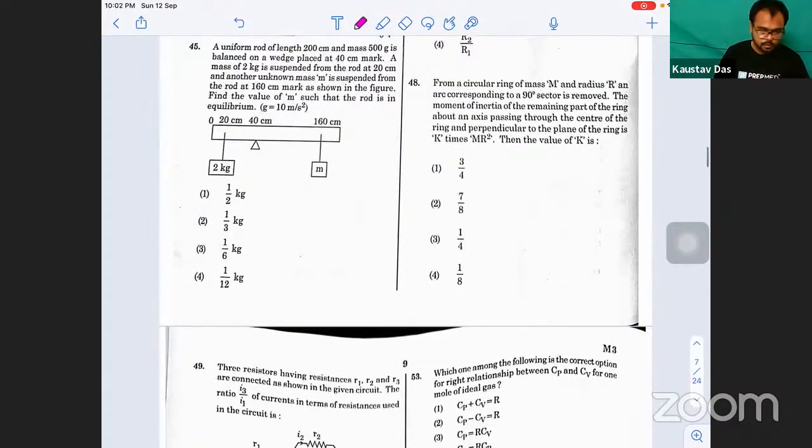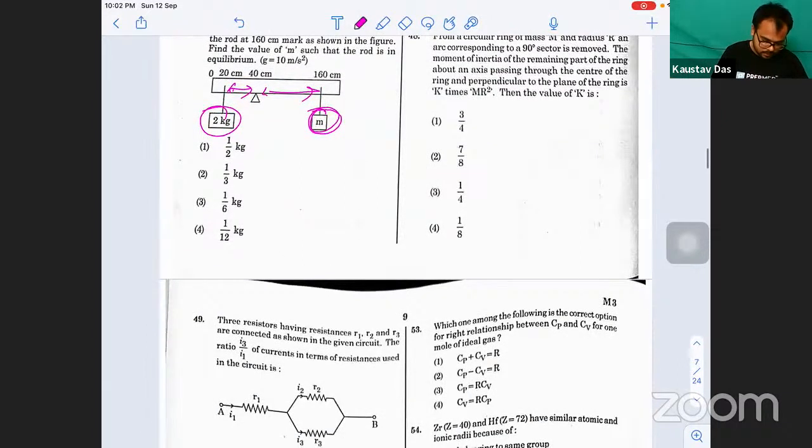Here it is simple. Load into load arm equals effort into effort arm. Load is 2 kg. If you do that, as in our calculations, that is 2 into 20, and it is m into 160 minus 40. This is 120. If I do these calculations, 120 is going to be 20 multiplied by 2, and the value of m that we are going to get is 1 by 3. Here option number 2 is the correct answer.